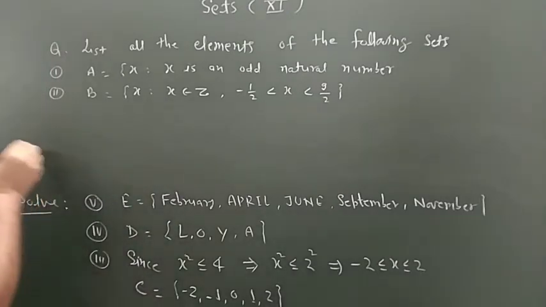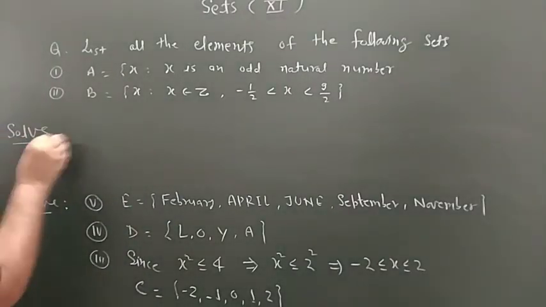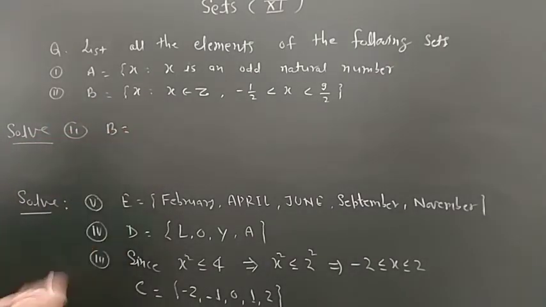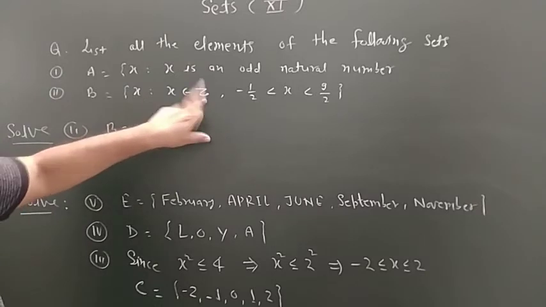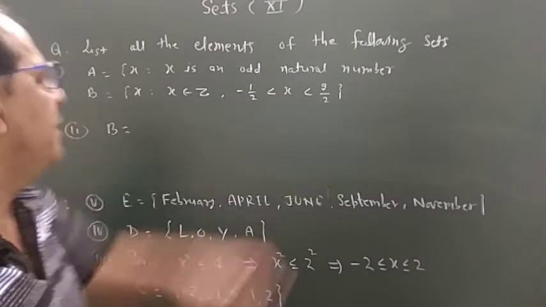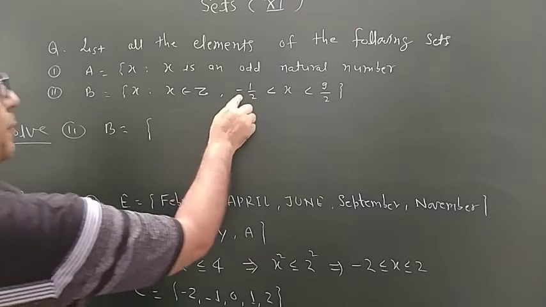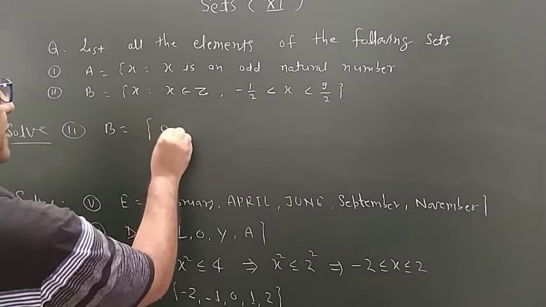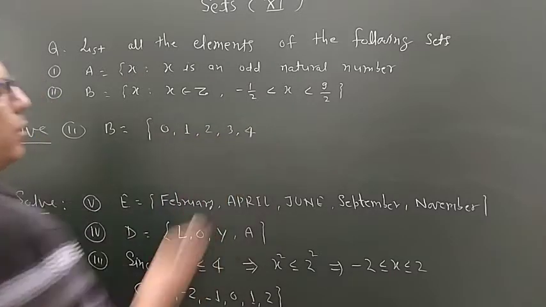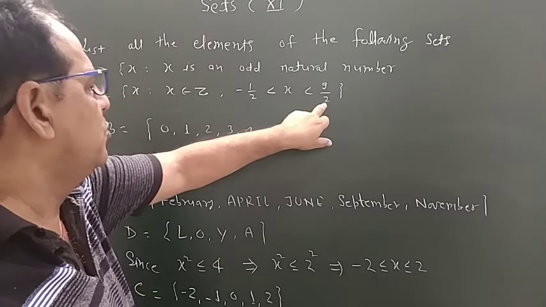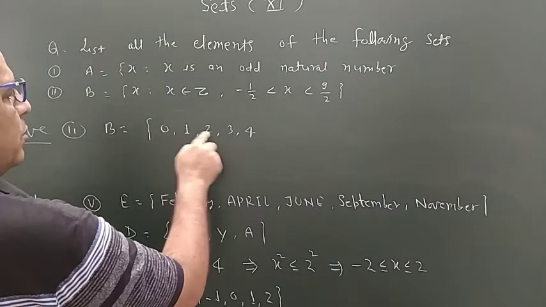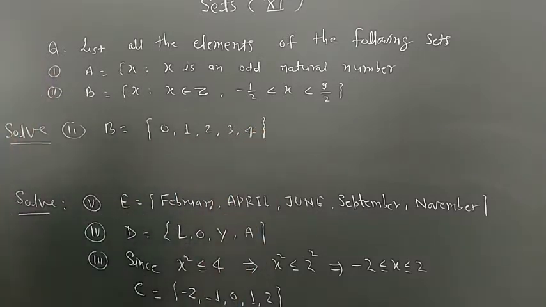Now I am taking part number 2. Here B equal to x, x is an element of Z and lying between minus 1 upon 2 and 9 upon 2. So B starts after minus 1 upon 2. That means the next integer is 0. Then 1, 2, 3, 4. Because this value is 4 and a half, the integer before 4 and a half is 4. So the only values are 0, 1, 2, 3 and 4.